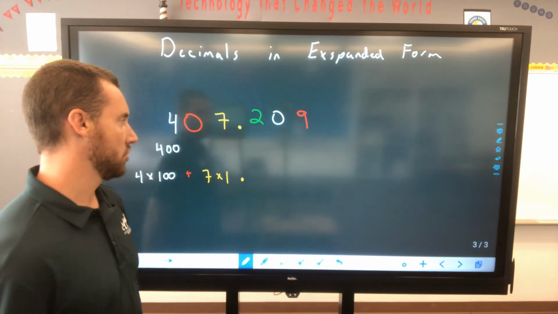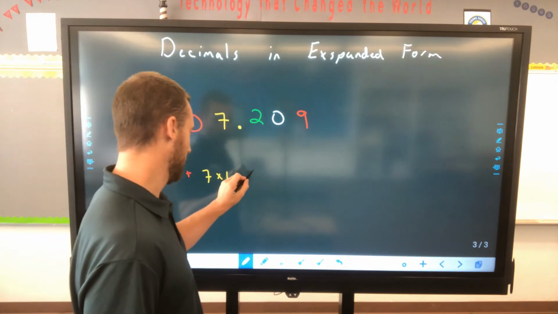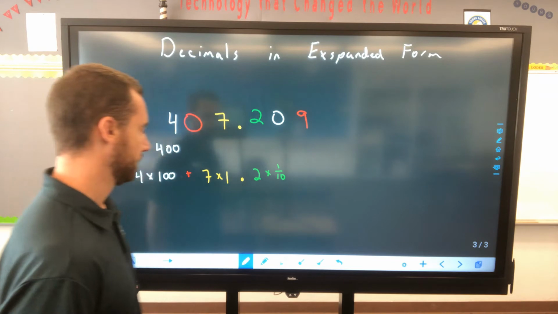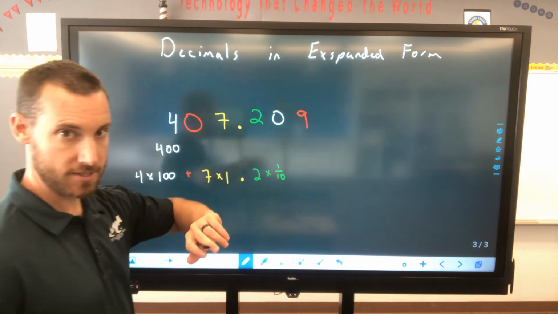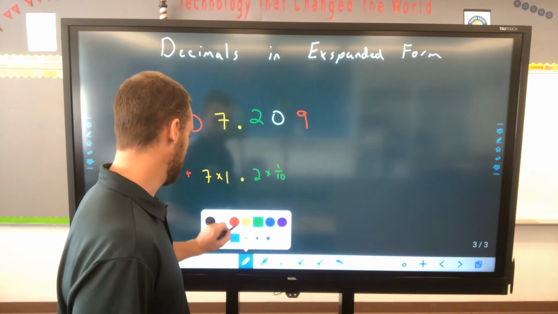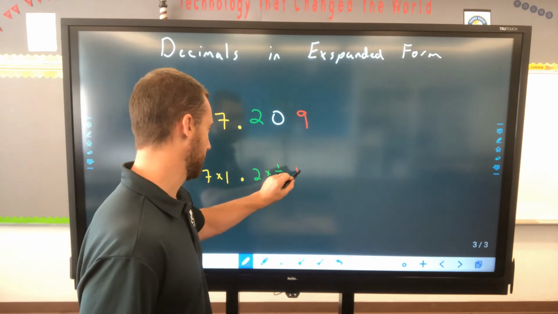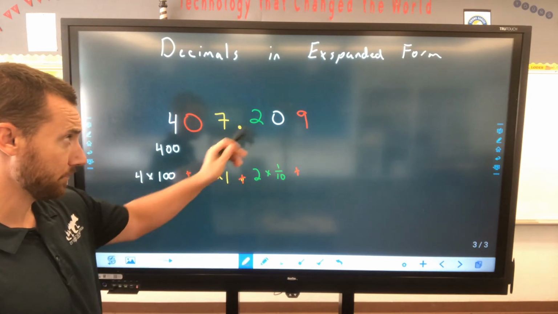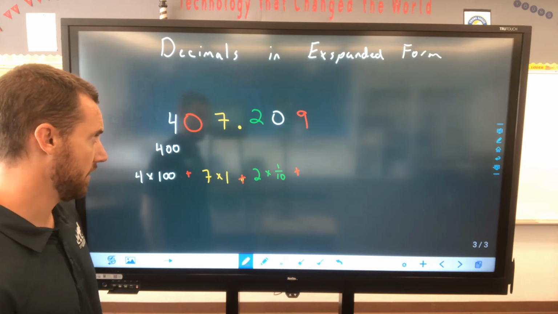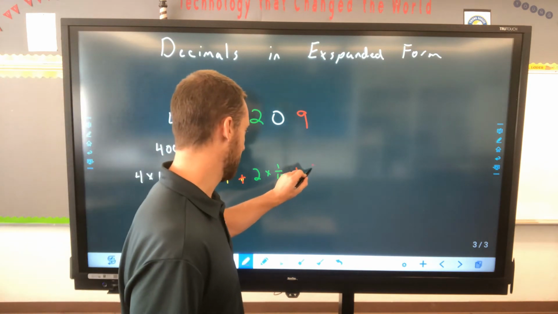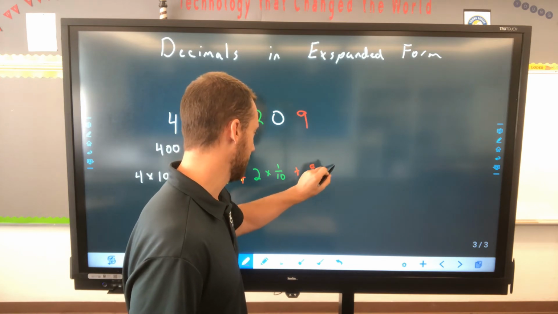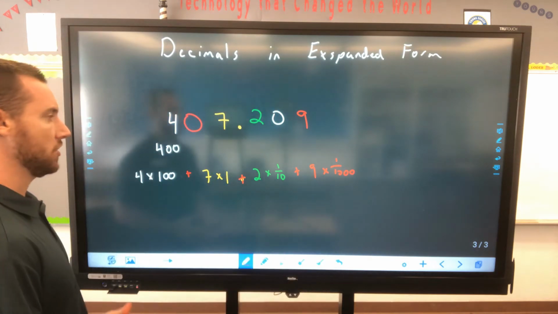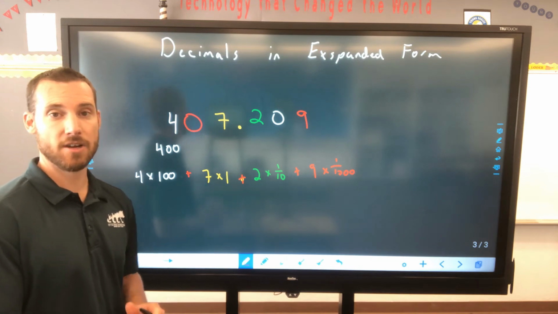And we have 2 tenths. So we can write that by writing 2 times 1 tenth. Okay, 0 hundredths, don't need to write it, but we do need to write that thousandths. Oop, and this should be a plus sign. I'm sorry, I put a decimal, that should be a plus sign. Now let's do the 9 thousandths. So if you're getting the pattern, we're doing 9 times 1 over 1,000.